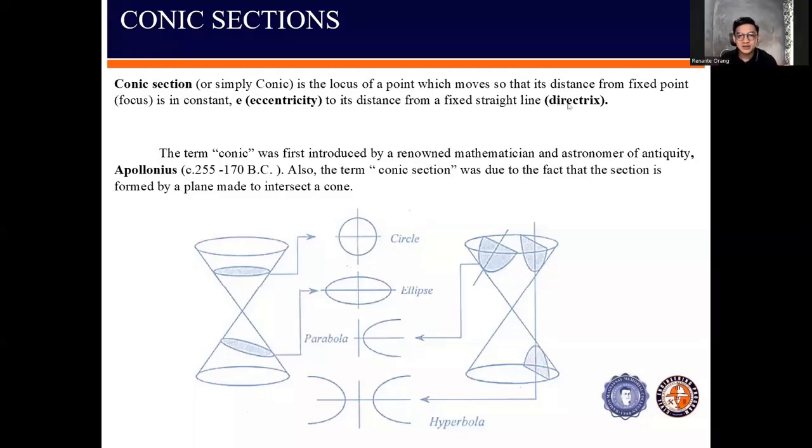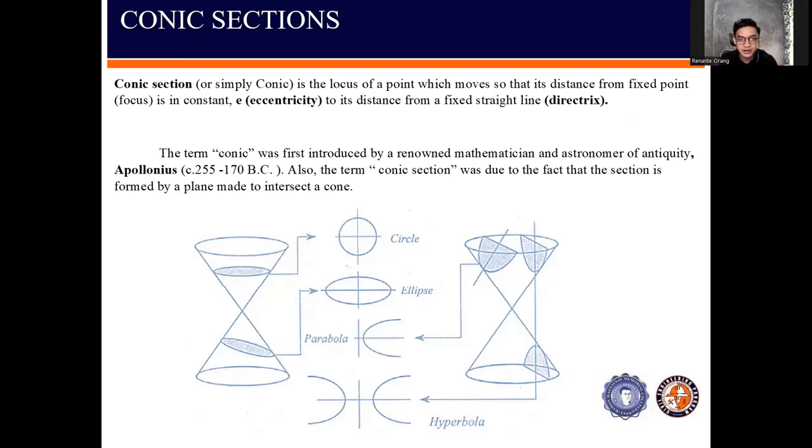Hello class, let us continue with our topic in analytic geometry, which is part 2, conic sections. So conic sections, or simply conic, is the locus of a point which moves so that its distance from a fixed point, which is our focus, is in constant ratio e, which is eccentricity, to its distance from a fixed straight line, which is called the directrix.